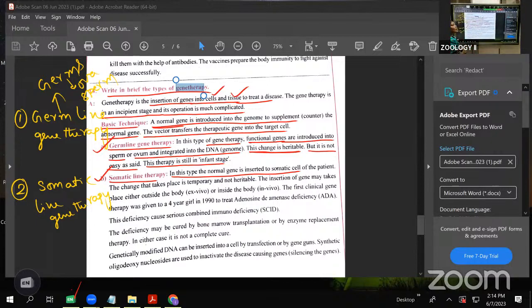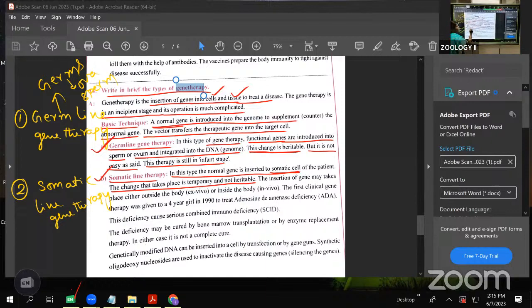Like that only, here also germ cells are there, somatic cells are there. The germ cells are there for the determination, for the purpose they are useful. Here, somatic cells means other than the germ cells, and the change that takes place is temporary, not heritable. Before that, germline gene therapy means in that generation the change will be there, means the disease will disappear, and that also the next generation is not coming. That is the germline gene therapy.